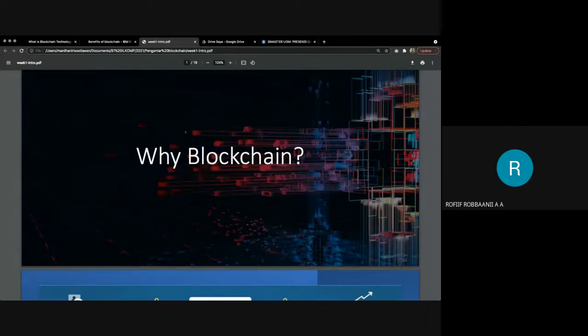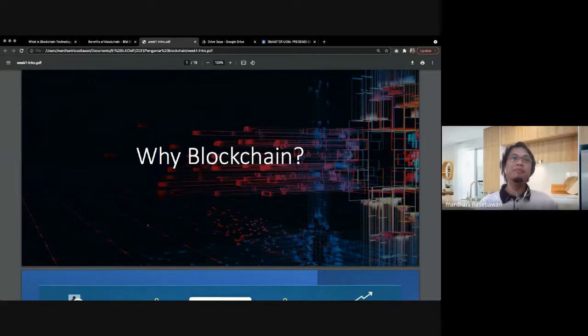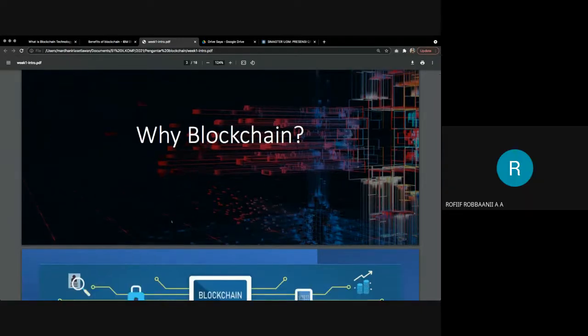I have a question, sir. You say that blockchain is immutable, which means that it cannot be edited. But what if there's an error in the data that's inputted?